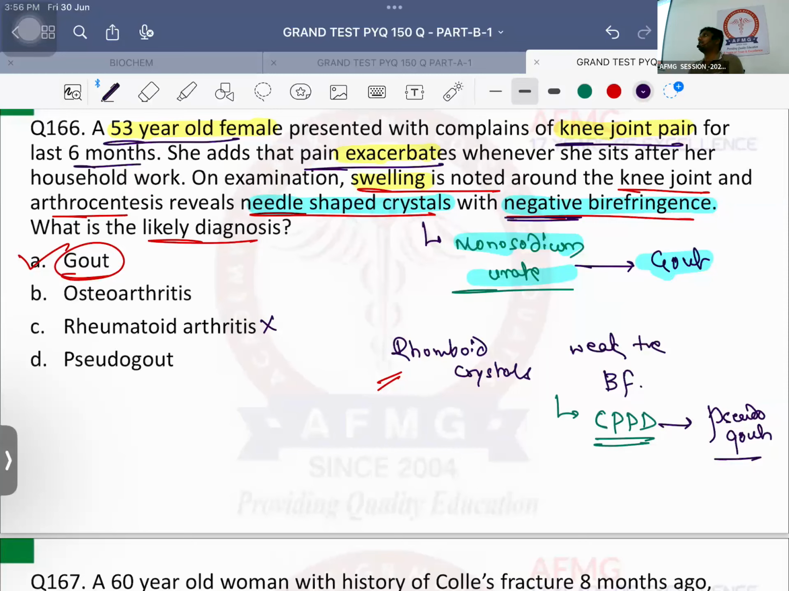DMARD of choice in pregnancy, hydroxychloroquine. Investigation of choice for rheumatoid arthritis, anti-CCP, cyclic citrulline peptide antibody. Screening test, RA factor. और क्या चाहिए? बस इतना ही देखना होता है.